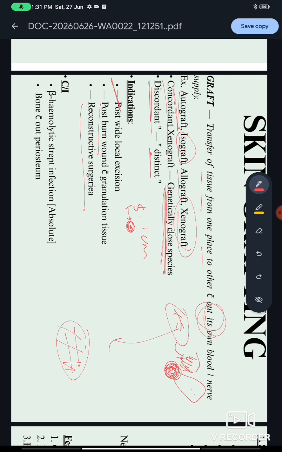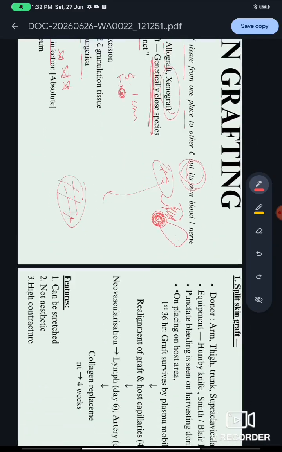What is the contraindication? It is presence of active beta hemolytic streptococcal infection, because the graft will not survive. Next is bone without periosteum. If there is no periosteum, how will the graft derive its nutrition? So again, in this case, the graft will not survive.